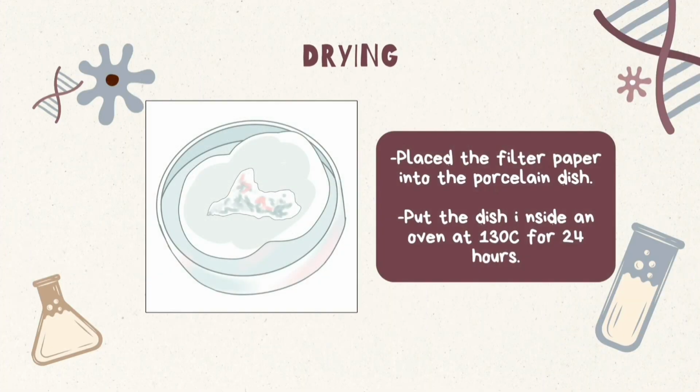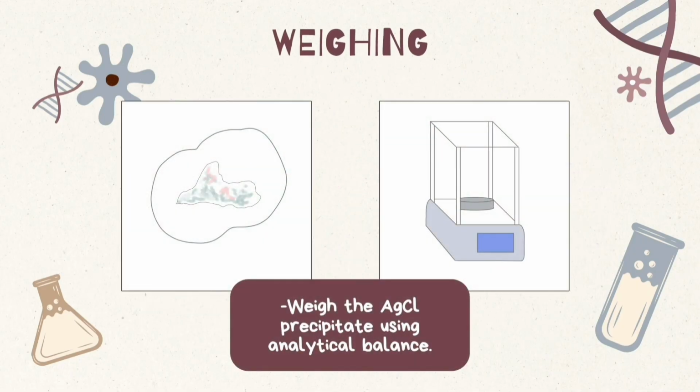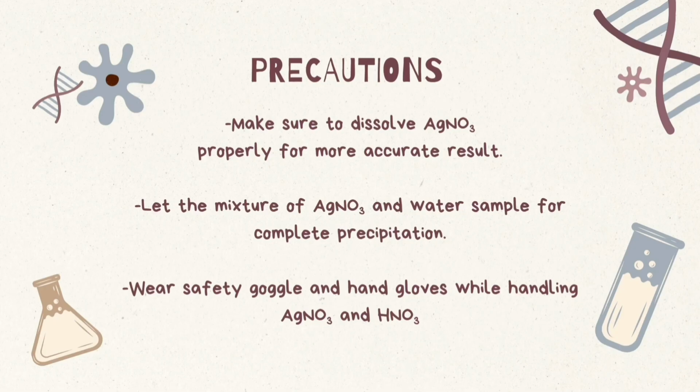Drying. First of all, make sure there's no water left in the filter funnel. Then, take out the filter paper containing the precipitate and place it into the porcelain dish. Then, place the porcelain dish into the oven at 130 Celsius for 24 hours. Now, the precipitate of silver chloride is ready to weigh using an analytical balance. Here are some of the precautions. Make sure to dissolve silver nitrate properly for a more accurate result. Let the mixture of silver nitrate and water sample sit for complete precipitation. Wear safety goggles and hand gloves while handling silver nitrate and nitric acid.